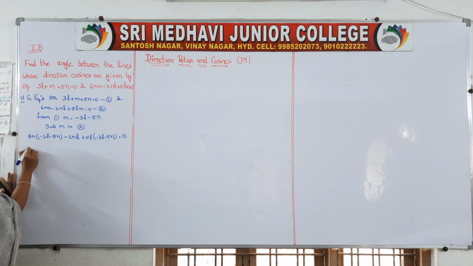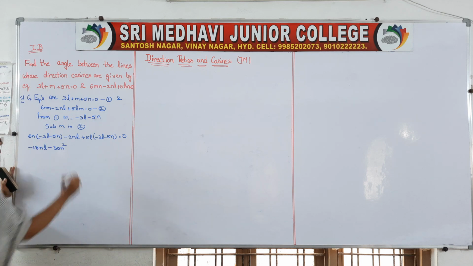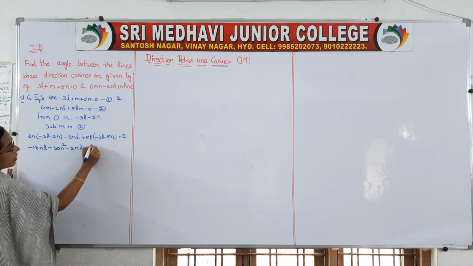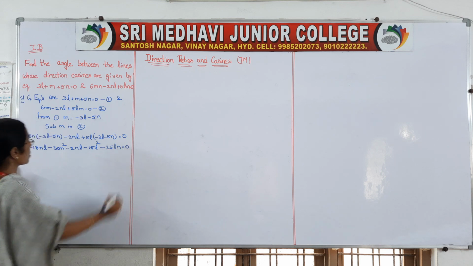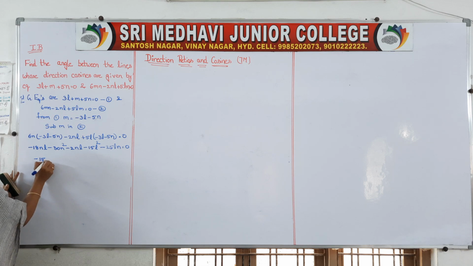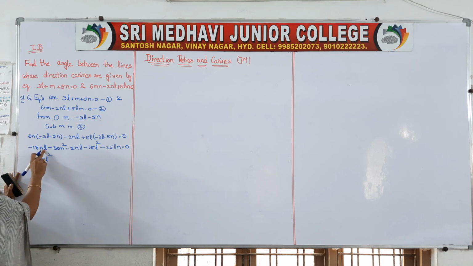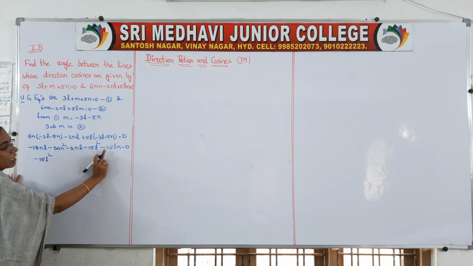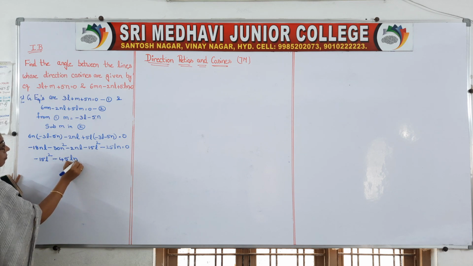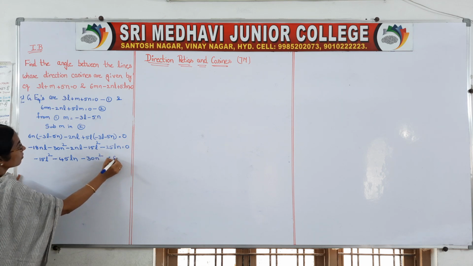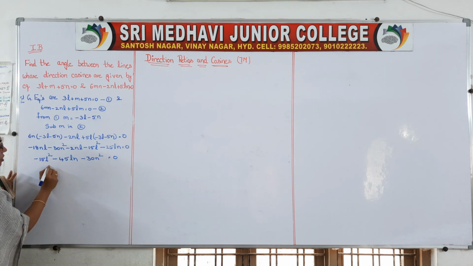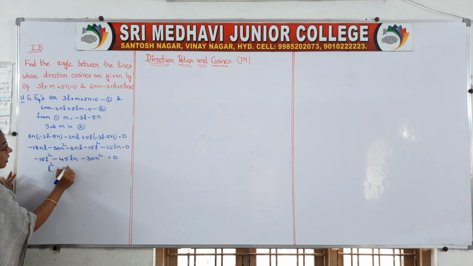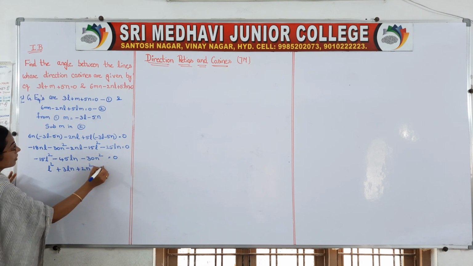So come on, 6 3s, that is minus 18nl, 6 5s, minus 30n square, minus 2nl, minus 3 5s, 15l square, minus 5 5s, 25ln is equal to 0. Writing in order, minus 15l square, next the nl terms, minus 18, minus 2, minus 25, that is minus 45ln, minus 30n square is equal to 0. We can take minus 15 common and send it that side, 0 by anything is 0. So the value will be l square plus 3ln plus 2n square is equal to 0.